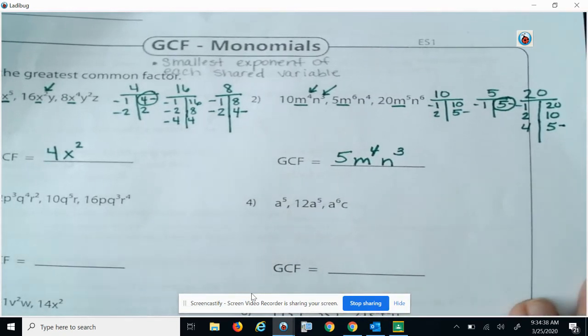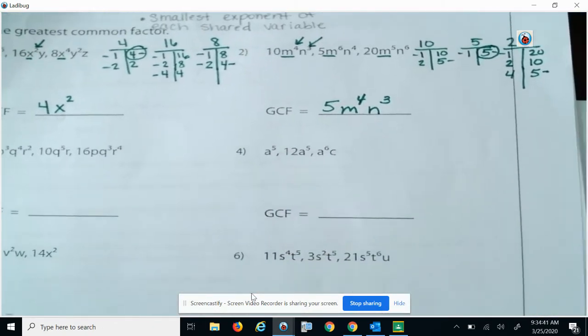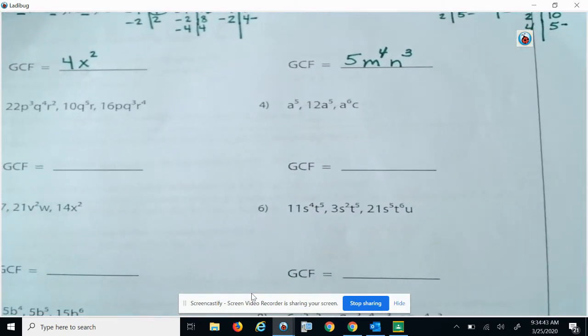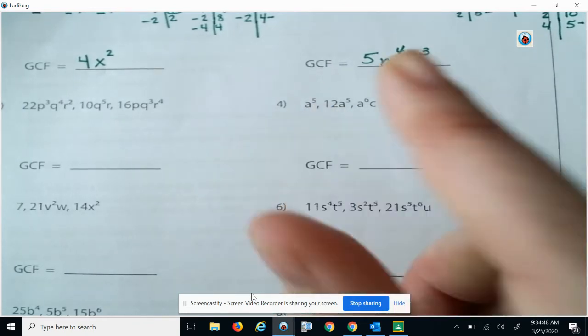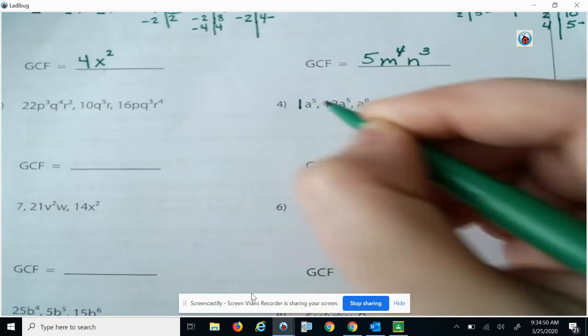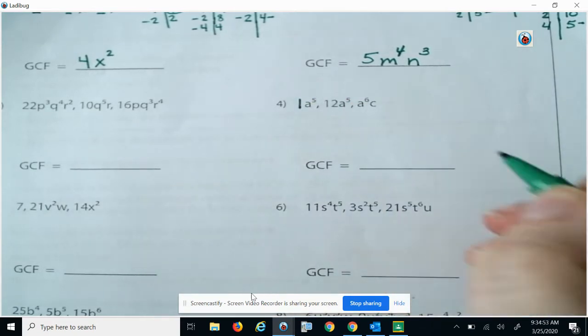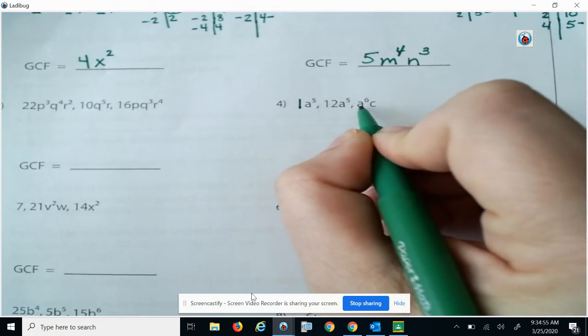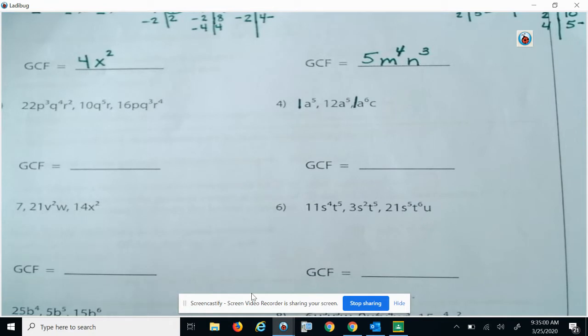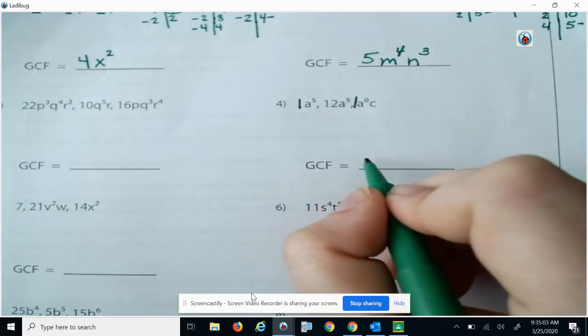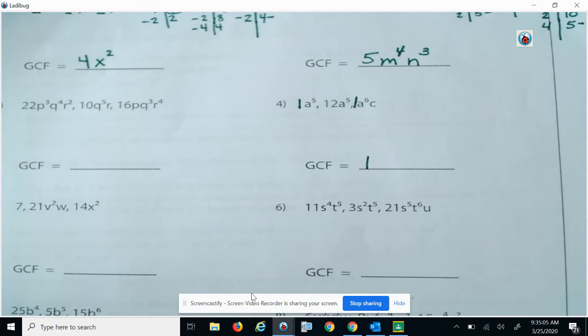All right, last example I'm going to do is number 4. Okay, there's no number on this a to the 5th power. So remember, there's a 1 hiding when there's no number. There's a 12, and then again, there's no number here. So remember, there's a 1 hiding. Now, hint, if there's a 1, your automatic GCF is 1. Do you have to write the 1? No, but you could write the 1 just to tell yourself, I already did the number, I'm done with that part.